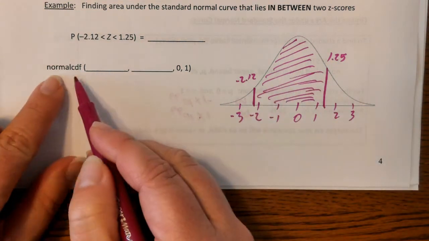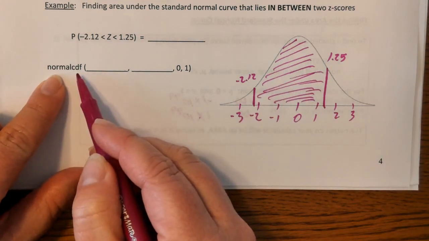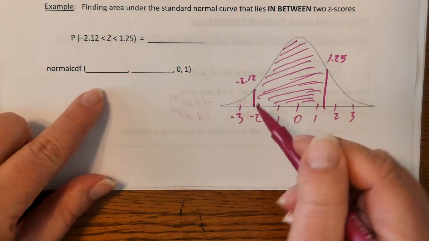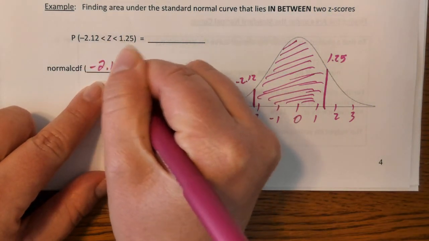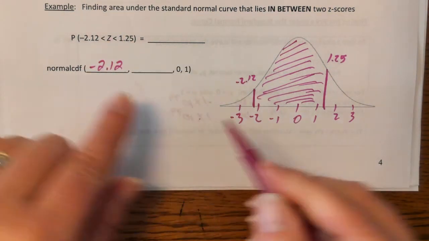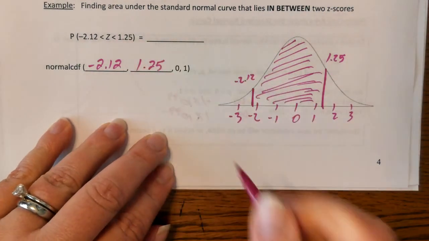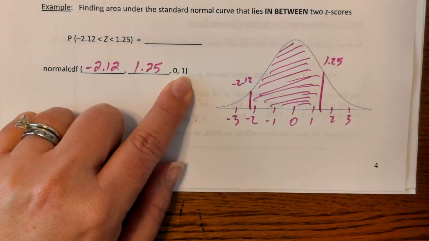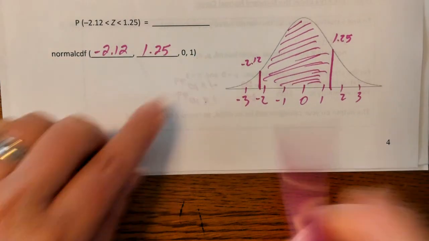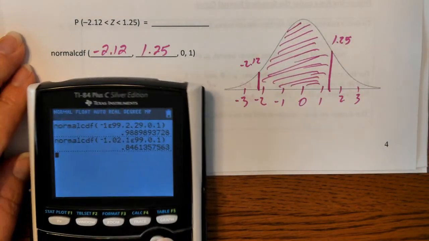Okay, so we're going to choose normal CDF. Normal CDF wants the low end. What's the lowest you want to go? Negative 2.12. To the highest. What's the highest we want to go? 1.25. Our mean is 0. Our standard deviation is 1. This is what you're going to type in the calculator.